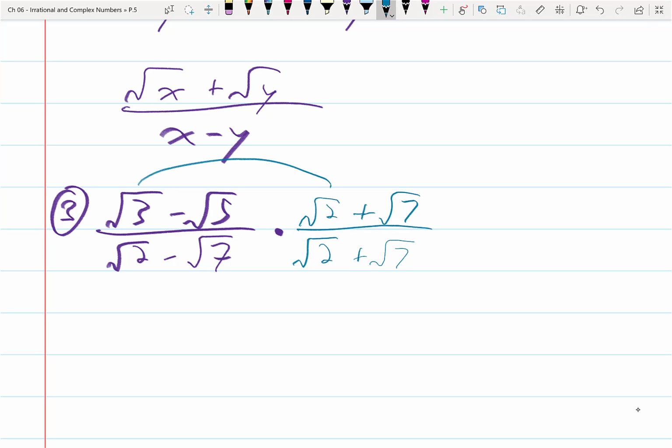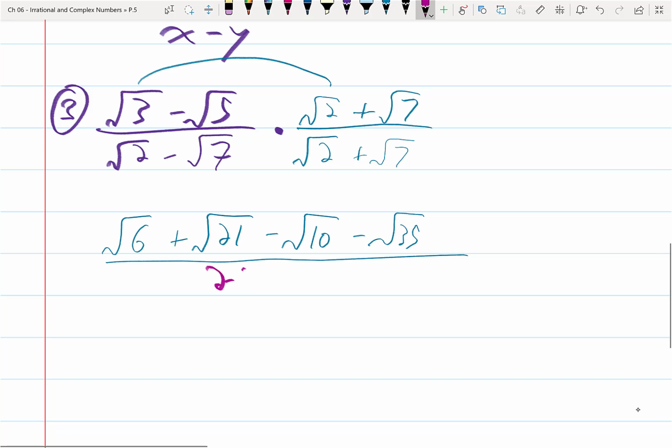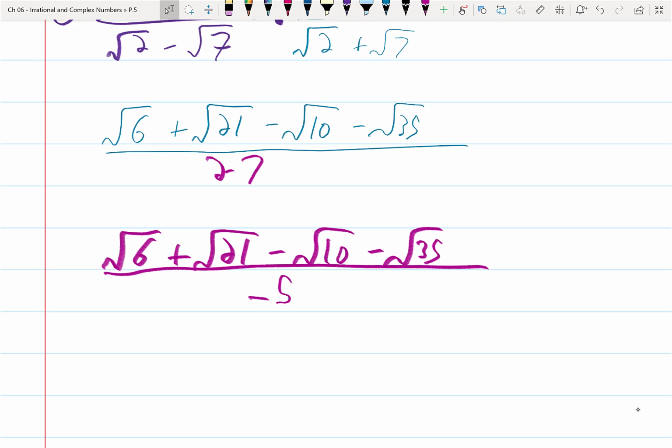First, root 3 times root 2 is? Root 6. Root 6 plus root 21 minus root 35, and that's over 2 minus 7. Can we simplify that? We can a little bit, not in a way that you're going to like, but I can make 2 minus 7 be negative 5. That looks ugly. I am actually counting the number of negatives we have. I have 3 negatives. Can I multiply both the numerator and denominator by negative 1 and switch the signs on everything? Make it root 10 plus root 35.